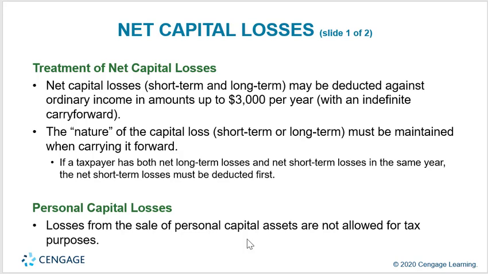Treatment of net capital losses. So net capital losses may be deducted against ordinary income in amounts up to $3,000 per year with an indefinite carry forward. The nature of the capital loss must be maintained when carrying it forward. If a taxpayer has both net long-term losses and net short-term losses in the same year, the net short-term losses must be deducted first. Personal capital losses or losses from the sale of personal capital are not allowed for tax purposes.